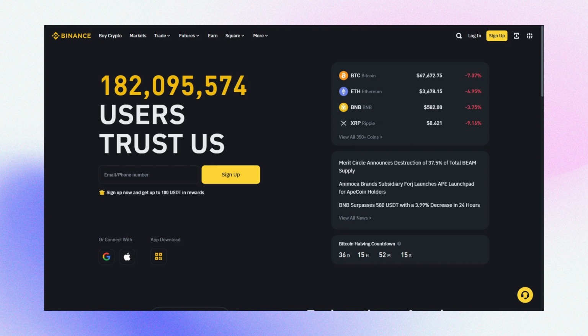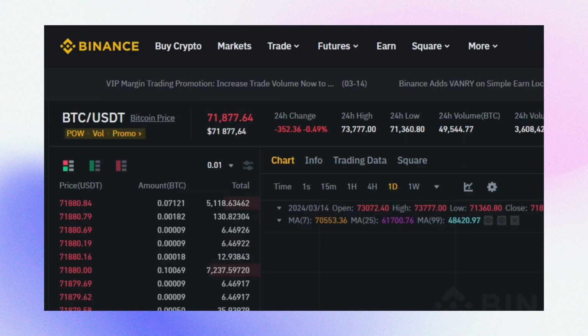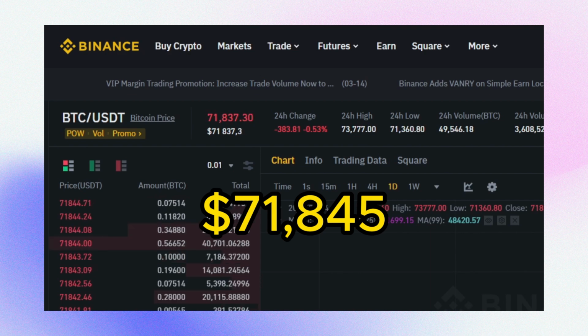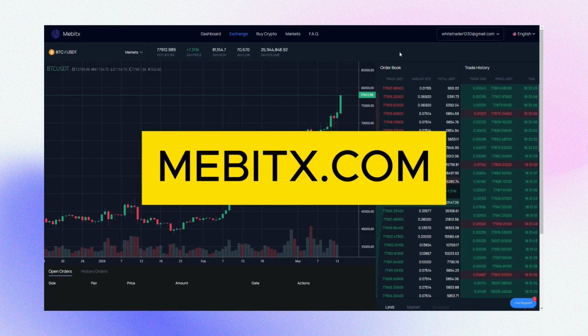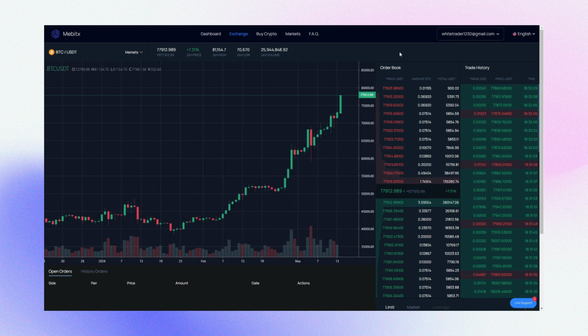First, we need to see the price of Bitcoin on Binance. At the moment, the Bitcoin price on Binance is $71,800. Now we need to go to another exchange and see the price there. This exchange is called Mebitex.